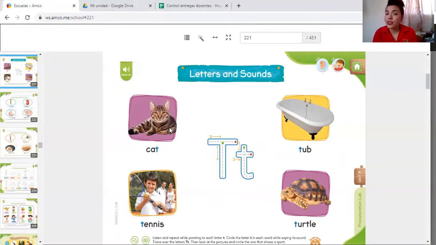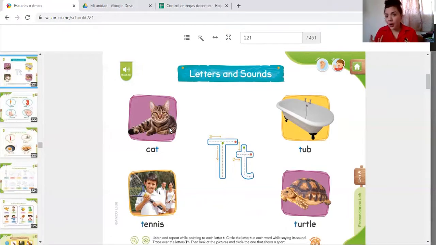Tadeo, what is the first? Cat. Very good. So the cat is an animal. And the animal says meow. Meow. Repeat, cat. Very good. The next is tub. Tub.